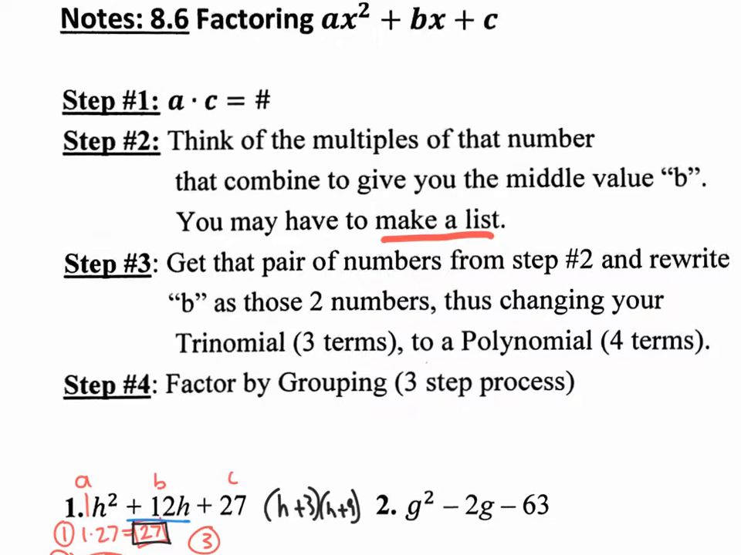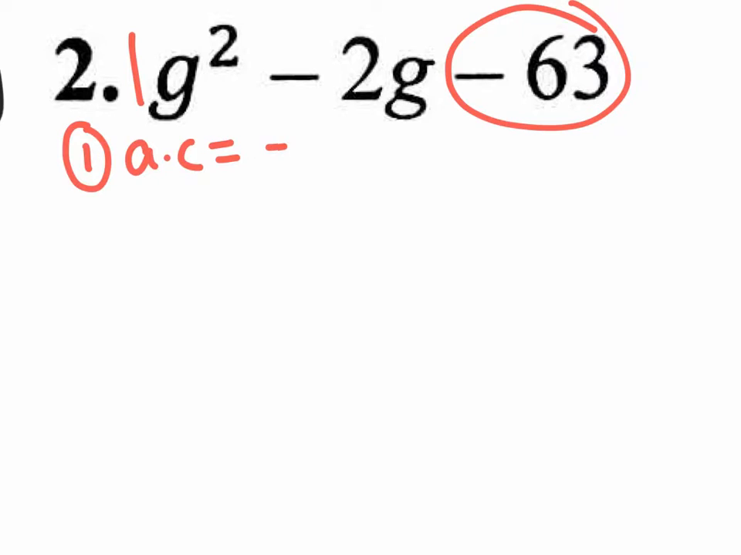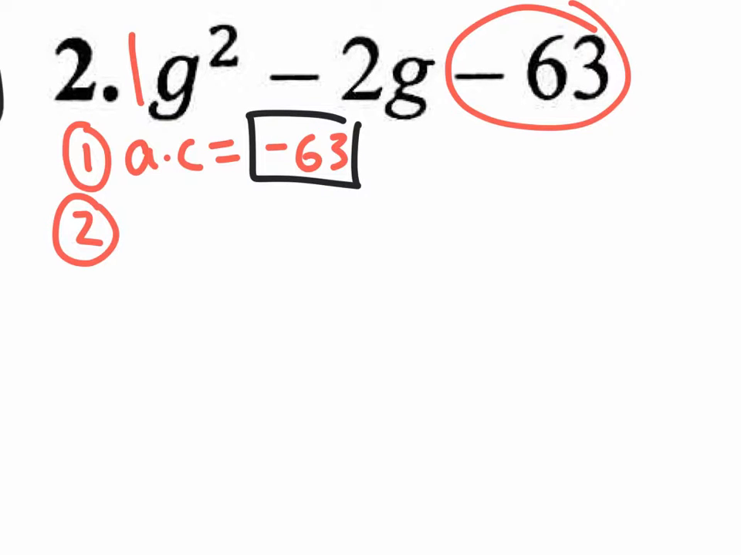So let's jump back to number 2. And step 1 is to multiply A times C. What do I get when I multiply 1 times negative 63? Negative 63. Okay, so now, step 2, I told you to underline make a list. Let's make a list of how to get negative 63. So how can I get negative 63? Obviously, negative 1 times 63. How about negative 2? Negative 2 times something gives you 63? No. How about negative 3? Negative 3 times 21. Okay.